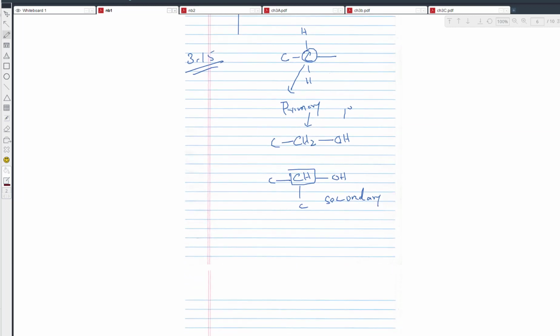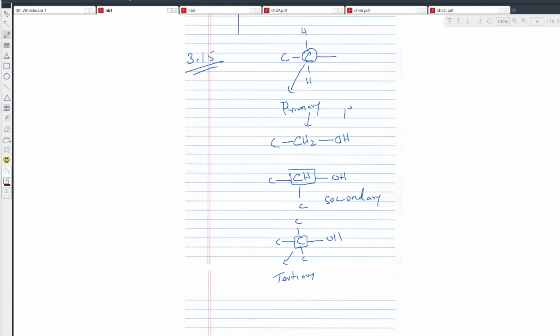Now the next one, tertiary, is without any hydrogen, no hydrogen. On all sides it has carbon. So this carbon is tertiary, and if OH is attached to this carbon, it's going to be tertiary alcohol.